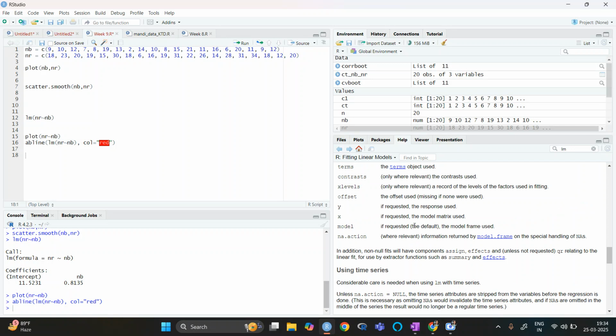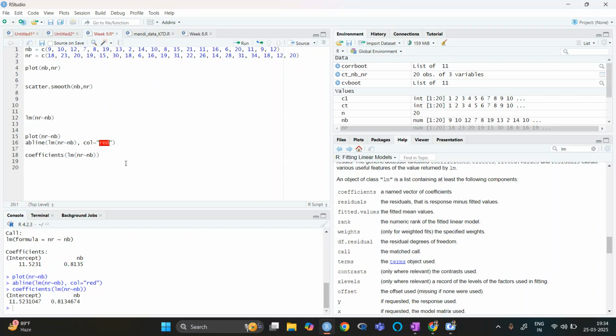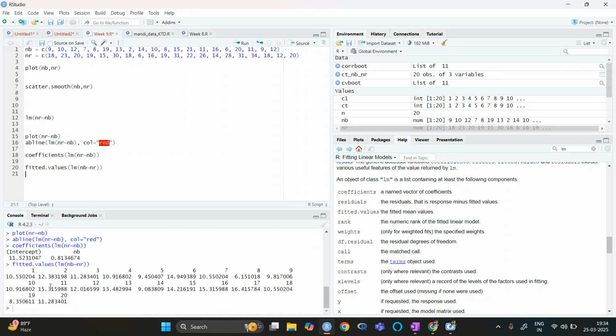Then from the help, we will see what other values we can get from here. So if I write coefficients of lm, NR on NB, it will give me these are your coefficients. Now these are the terms we can find from here. Coefficients we already know. If I try to find fitted dot values, so these are the fitted values.